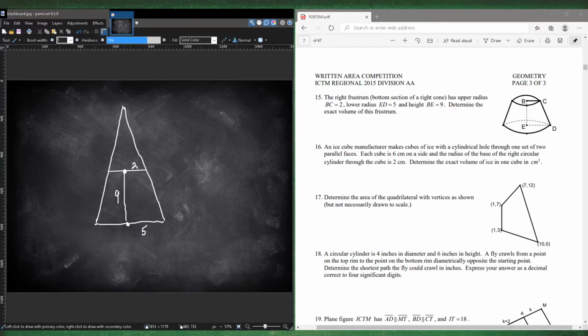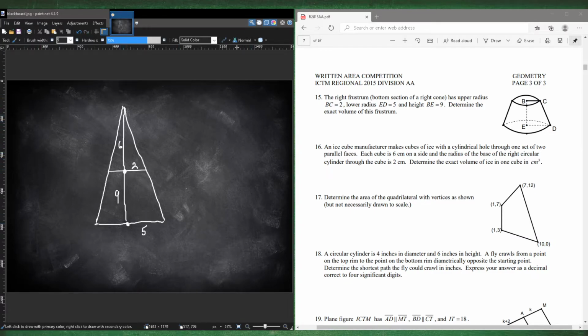Well, we could use ratios. Draw this line here, and we call this x. So x over 2, height over radius, is equal to the overall height, which is x plus 9, over the entire radius, which is 5. Cross multiply. So 3x equals 18. That means x equals 6. So we got the height of this top part, which is just 6.